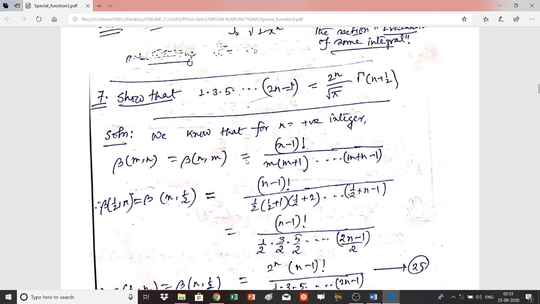And that is equal to, as you also know from the first lecture of the series, that beta m n can be written as gamma m into gamma n by gamma m plus n, that is (m minus 1) factorial (n minus 1) factorial by (m plus n minus 1) factorial.